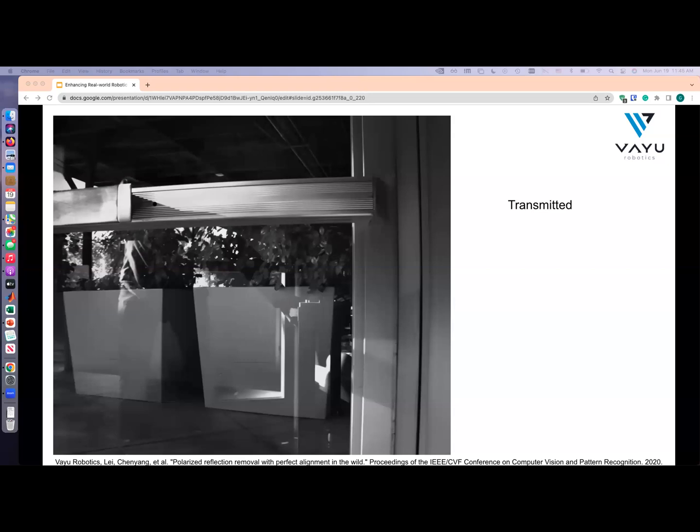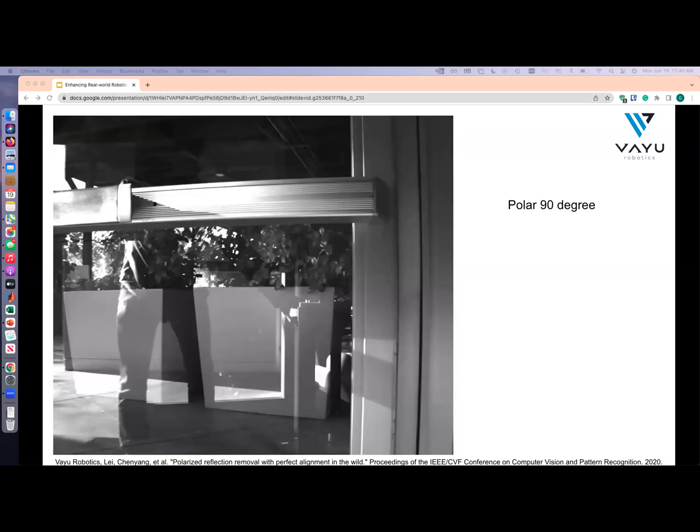And then it has some impact on the following perception tasks, such as monocular depth estimation. Without the polarized reflection removal, the monocular depth estimator is sometimes confused by the reflection of, for example, the person's leg here, right? If we want to get the depth behind the glass. But with the polarized reflection removal, the depth of the transmitted object can now be more correctly estimated given the reflection removed image.